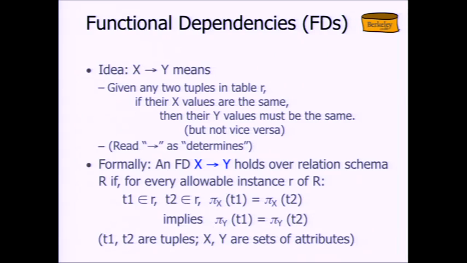To illustrate that, let's say we're given a relation of x and y. If we have two tuples with the same x value, 3, and they have different y values, then this functional dependency does not hold. We can't have one value for x determine two different values for y.